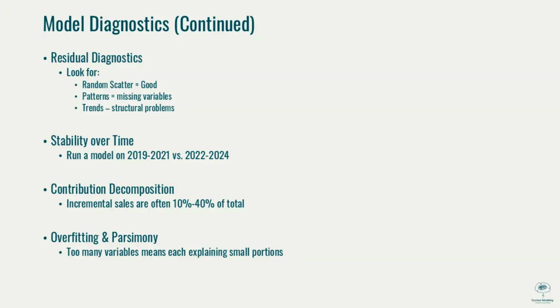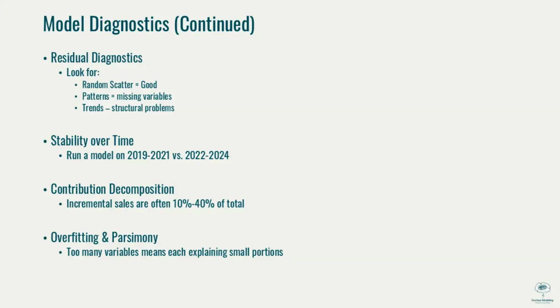Okay, next is residual diagnostics. The residuals are your actual minus your predicted in each case. What we want to look for is random scatter, which would mean it's good. We don't want to see patterns. In other words, do residuals spike during holidays? That suggests we have missing variables. And then trends suggest that we have structural problems.